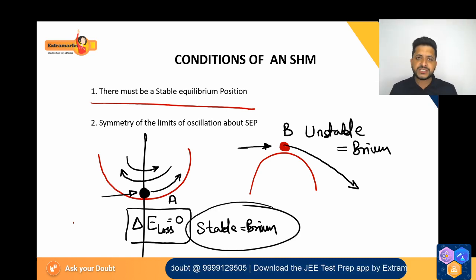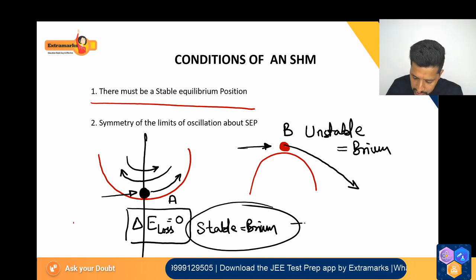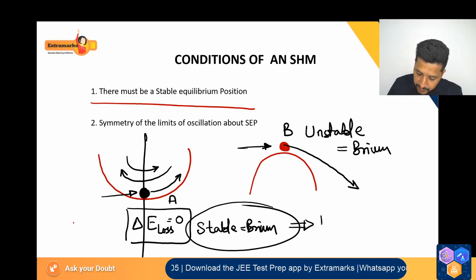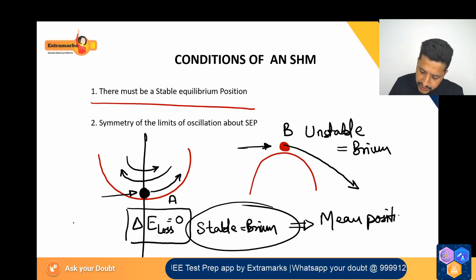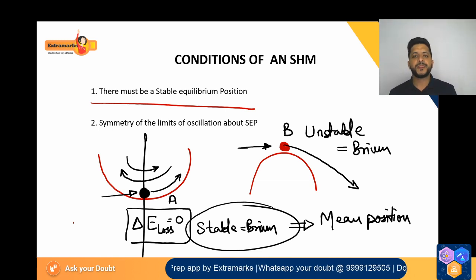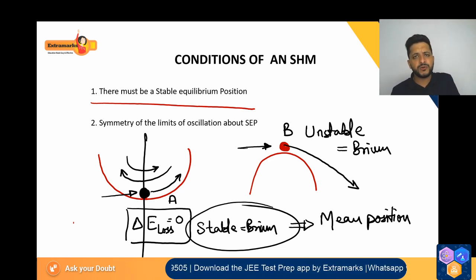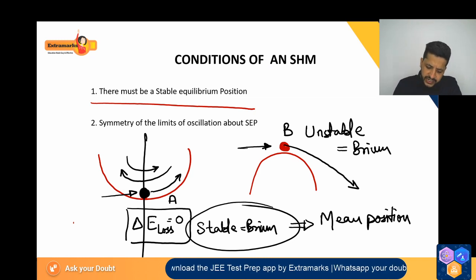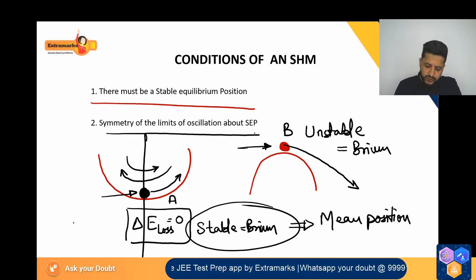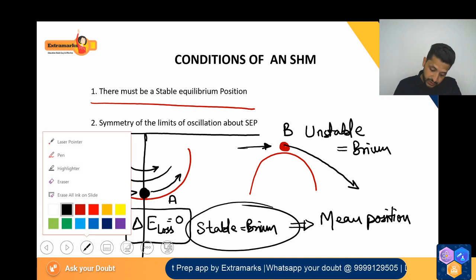And in our discussion, sometimes we have also called this stable equilibrium point by a different name, very familiar to you. What do we call it? Mean position. So we say the particle is oscillating about the mean position. The particle is showing SHM about its stable equilibrium position. So this is one condition of an SHM, that there must be a stable equilibrium position about which the particle will show SHM. Second is symmetry of the limits of oscillation about this stable equilibrium position.